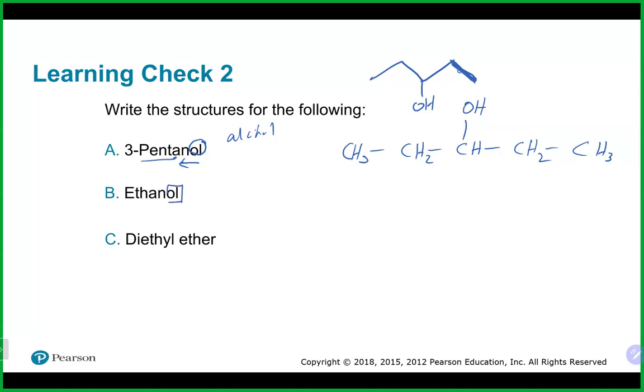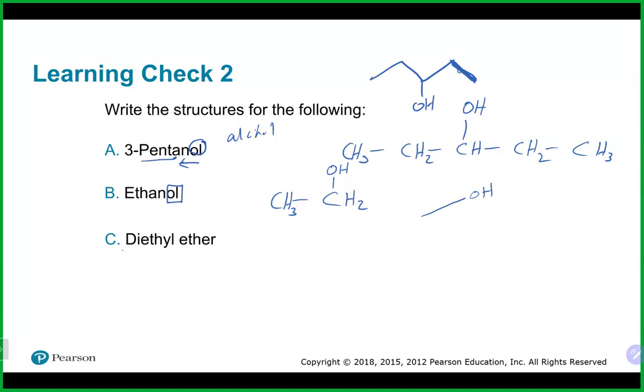Ethanol as well. OL tells us it's an alcohol. Ethane tells us it's 2 carbons. Because there are no numbers, it doesn't matter which carbon you put the OH on. We will have 2 hydrogens there and 3 there, and that would be our condensed formula. If we're going to do a line structure, it looks something like that, perhaps.